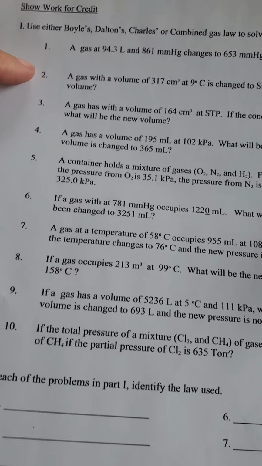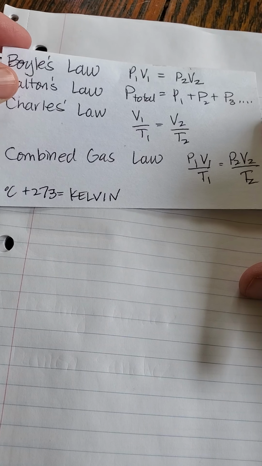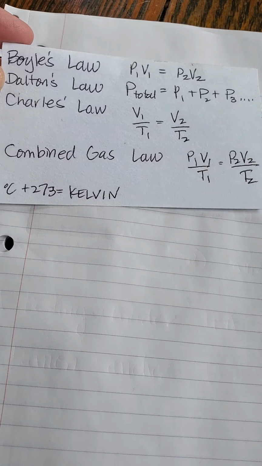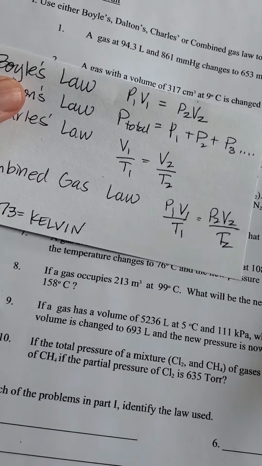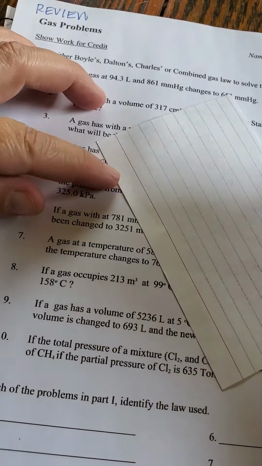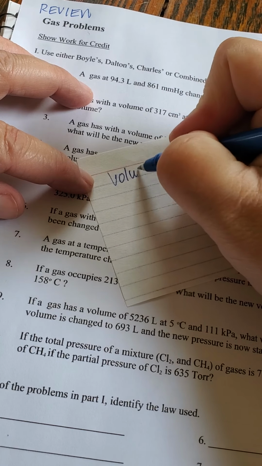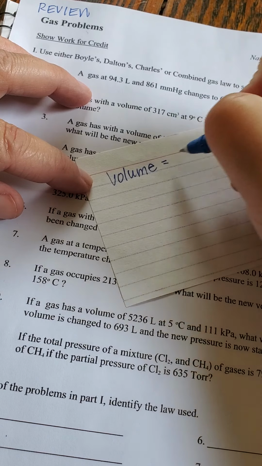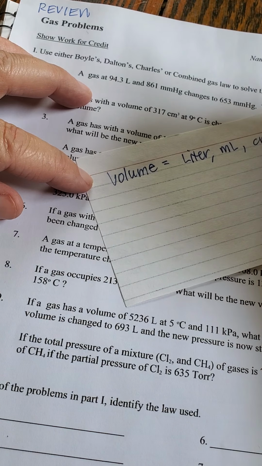If you're looking at number 1, the first thing I would do is make sure you have something that has all your gas laws in it so you can reference it pretty easily. Number 1 says a gas at 94.3 liters. Something else you may want to do is identify, if you're not sure what's what: liters, milliliters, anything cubed is a volume.